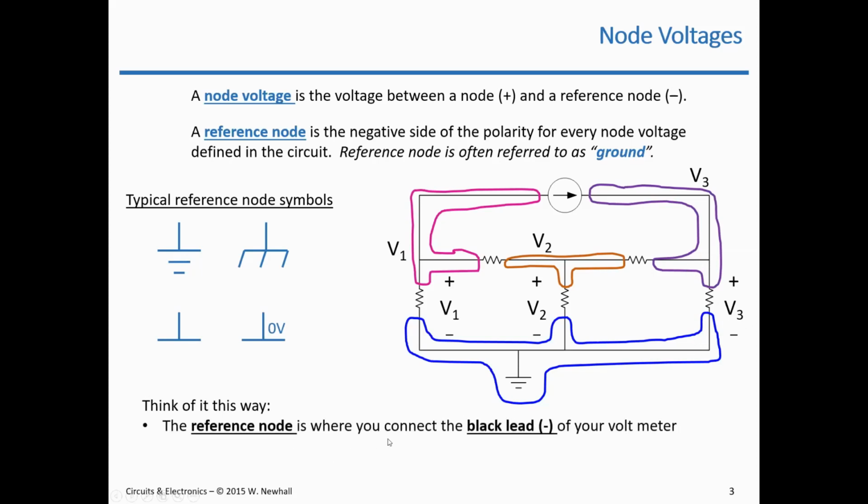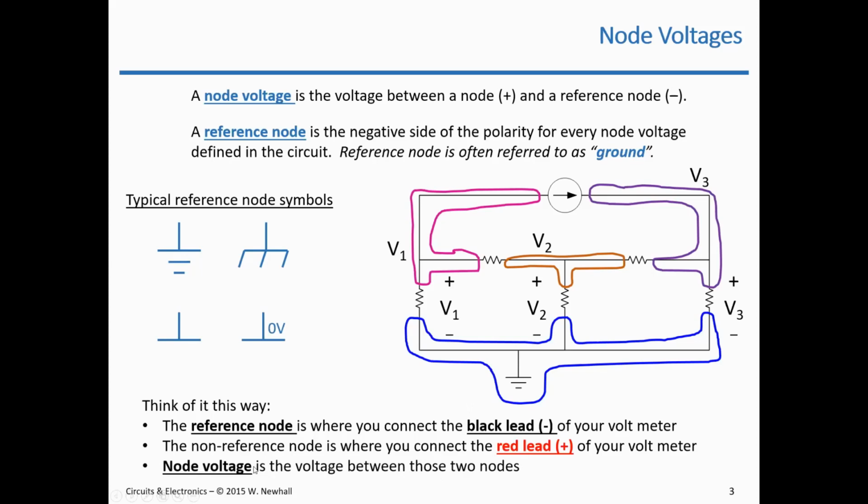The reference node, if you were measuring voltages, right? You have a voltmeter, it has a black lead, it has a red lead. The red lead's positive, the black lead's negative. That's how you measure the voltages. We talked about that. The reference node is where you would connect the black lead all the time if you're measuring node voltages. You'd always touch the black lead to the reference node, to the ground. And the non-reference node, where you've defined node voltages, is where you connect the red lead of your voltmeter. So what you're doing is you're just measuring node voltages like this.